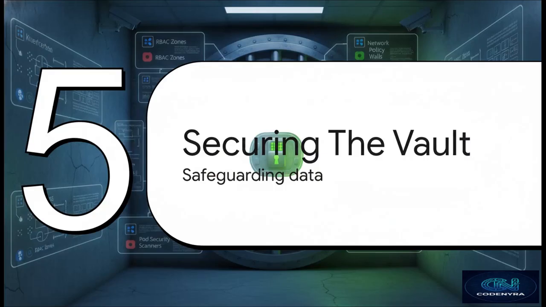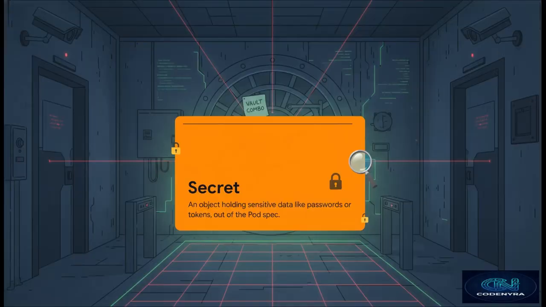Finally, we arrive at Phase 5, securing the vault. This is where we safeguard the crown jewels and all your sensitive data. Your applications obviously need passwords, API keys, and tokens to actually function, but leaving these lying around in plain text inside your container images or pod specs, that's literally like writing the vault combination on a sticky note and slapping it on the door. A Kubernetes secret is a dedicated object designed to lock this data away safely.